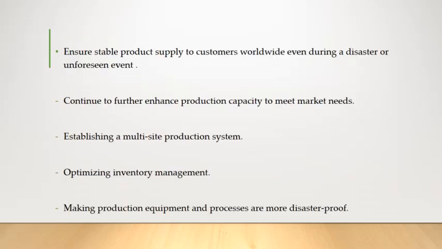Besides, the ROM company should take steps to ensure stable product supply to customers worldwide, even during a disaster or unforeseen event. For example, companies should continue to further enhance production capacity to meet market needs, establish a multi-site production system, optimize inventory management, and make production equipment and processes more disaster-proof. This will give customers more confidence to continue buying the products.